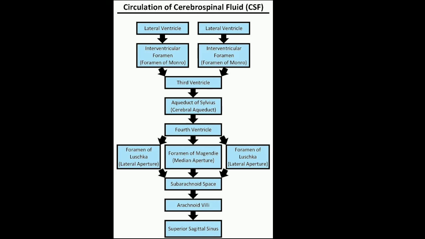From the subarachnoid space, it enters the arachnoid villi and from there into the superior sagittal sinus. So, this is the circulation of CSF from lateral ventricle to third ventricle, then to fourth ventricle, then to subarachnoid space, then arachnoid villi, and finally superior sagittal sinus.